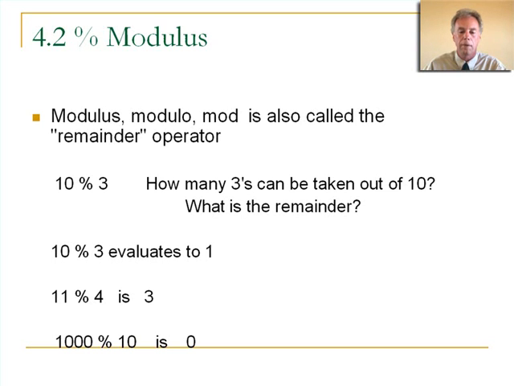10 mod 3 evaluates to 1. So we took 3 3's out of 10 with 1 left over. What's 11 mod 4? We can take 2 4's out of 11 with 3 left over, so 11 mod 4 is 3. 1,000 mod 10 is 0. I guess we can get 100 10's out of 1,000 with 0 left over.